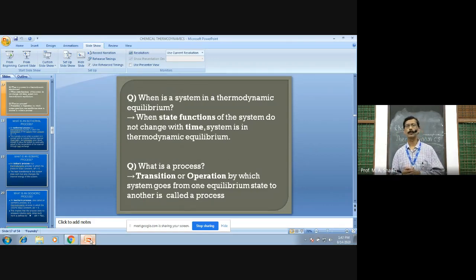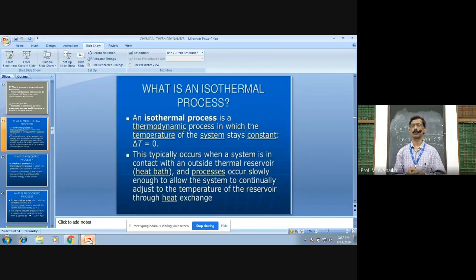There are different types of systems. So there are different types of process. In our syllabus, 6 types of process are given: isothermal process, adiabatic process, isobaric process, isochoric process, reversible process, and the 6th one is irreversible process. Now we have to learn these processes one by one. First, we are going to learn about isothermal process.